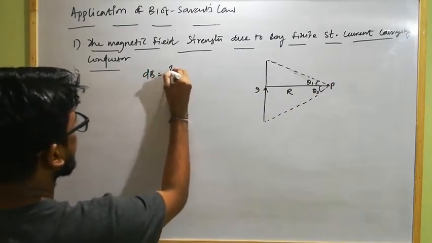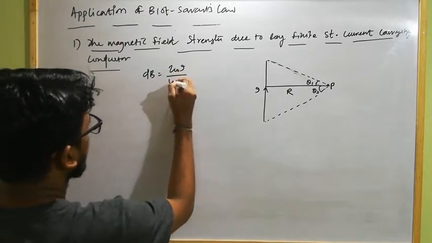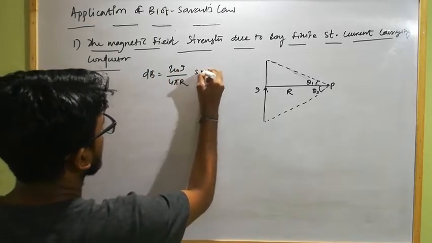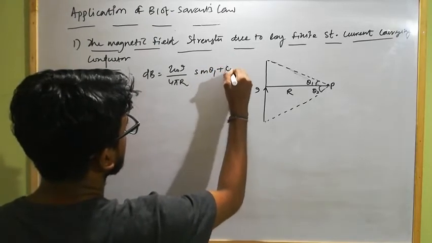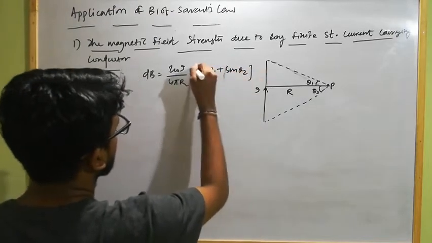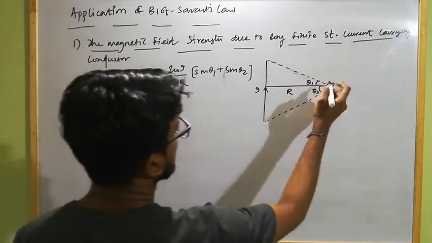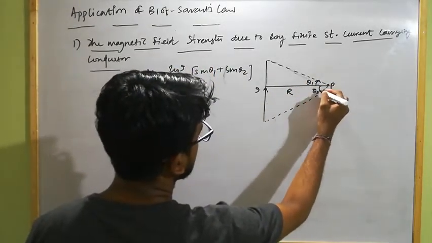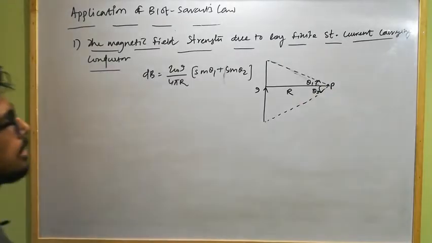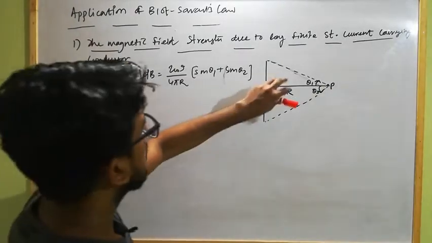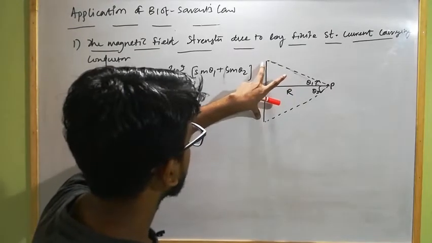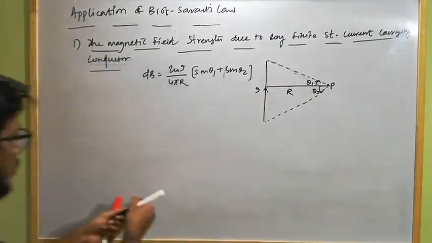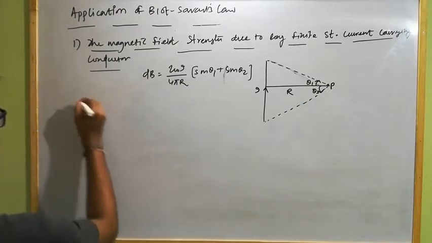dB is equal to mu naught I by 4 pi r into sin theta 1 plus sin theta 2. Here theta 1 and theta 2 are measured in this direction and this direction. Clear? So this is the expression for magnetic field strength due to this current carrying conductor of some finite length at point P. So what will be case 1?